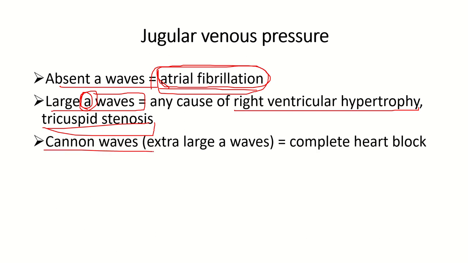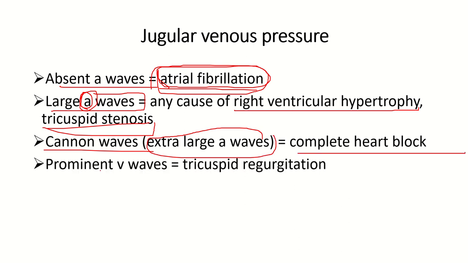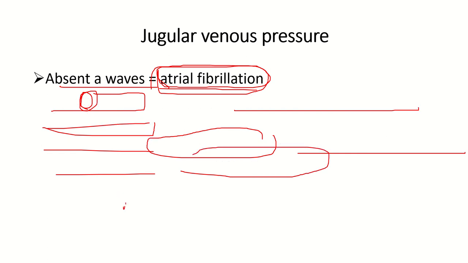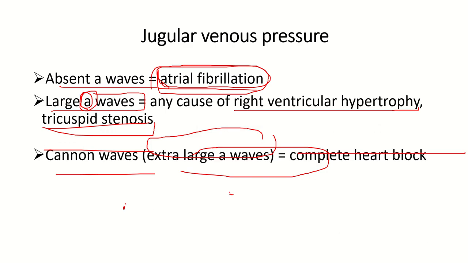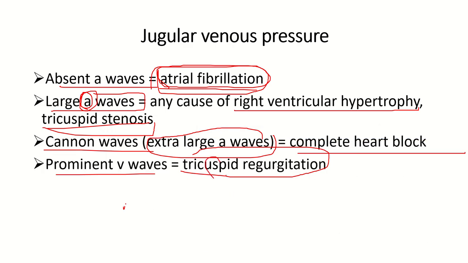And here we can see the cannon wave or extra large A wave, it occurs in case of complete heart block. Prominent V wave occurs due to tricuspid regurgitation. The V wave occurs due to inflow of the venous blood into the right atrium. So when there is tricuspid regurgitation, some blood comes into the right atrium, and also the blood which should not come from the right ventricle into the right atrium comes back due to tricuspid regurgitation. In this condition right atrial pressure also increases, and the V wave increases its magnitude.